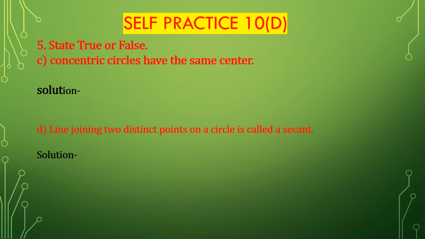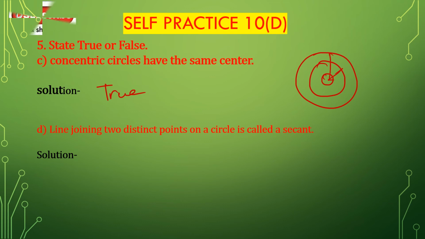Now third bit C. Concentric circles have the same center. This is true. This is the outer circle, this is the inner circle, and this is the center. This is radius, this one is radius, and this one is radius. And center is O. So concentric circles have the same center. This is true.